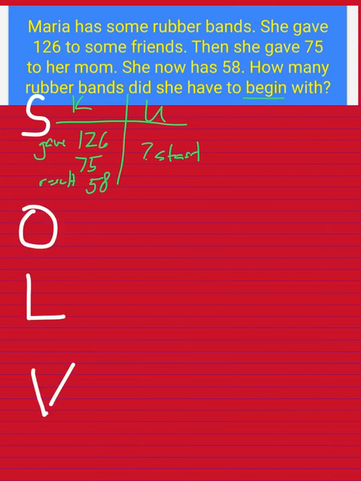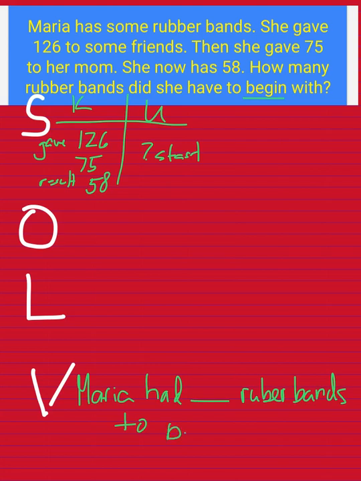Alright, so we can come down to our verify, and we can put Maria had unknown rubber bands to begin. Or you could also put Maria started with unknown rubber bands, right? However you want to word it. The point is to keep us focused on the idea that we're looking for the start.